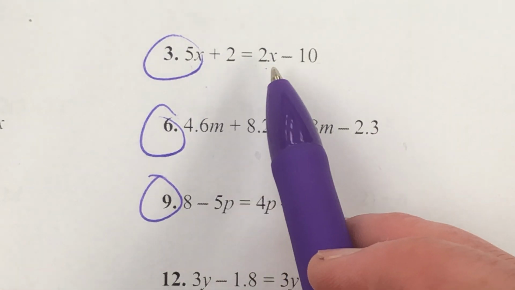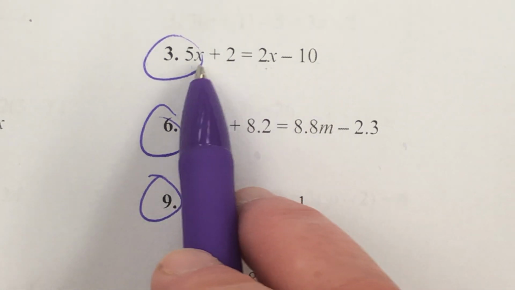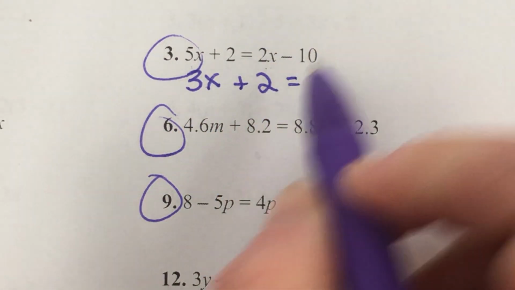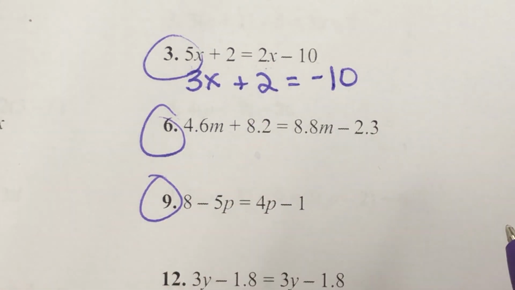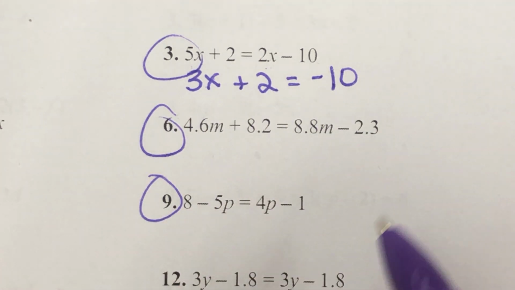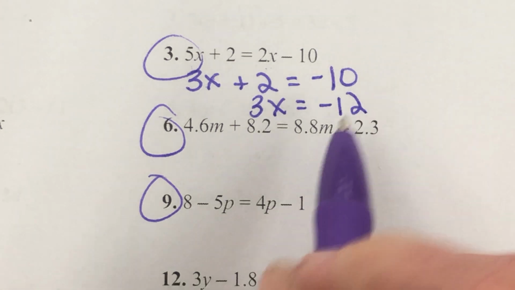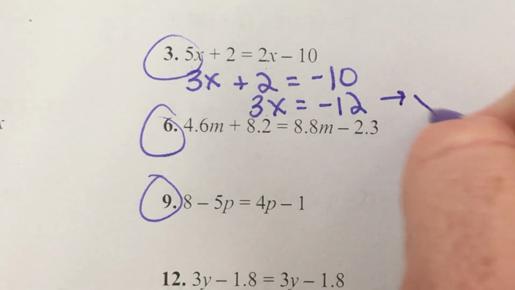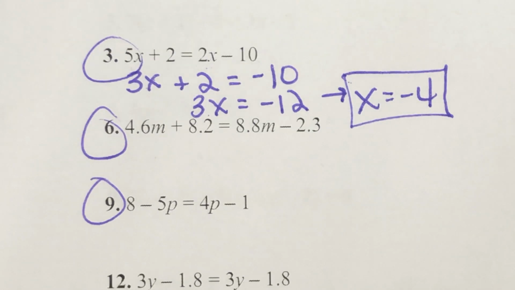Out of 5x and 2x, 2x is the smallest, so I'm going to get rid of it. Minus 2x on both sides of my equal sign. I'm left with 3x plus 2 equals, this 2x cancels, negative 10. Don't forget that minus sign in front of the 10. Now I'm trying to eliminate everything around x, so I'm going to subtract 2. 3x equals negative 12. And then I'm going to divide both sides of my equal sign by 3, and negative 12 divided by 3 equals negative 4. So here, x is going to equal negative 4.